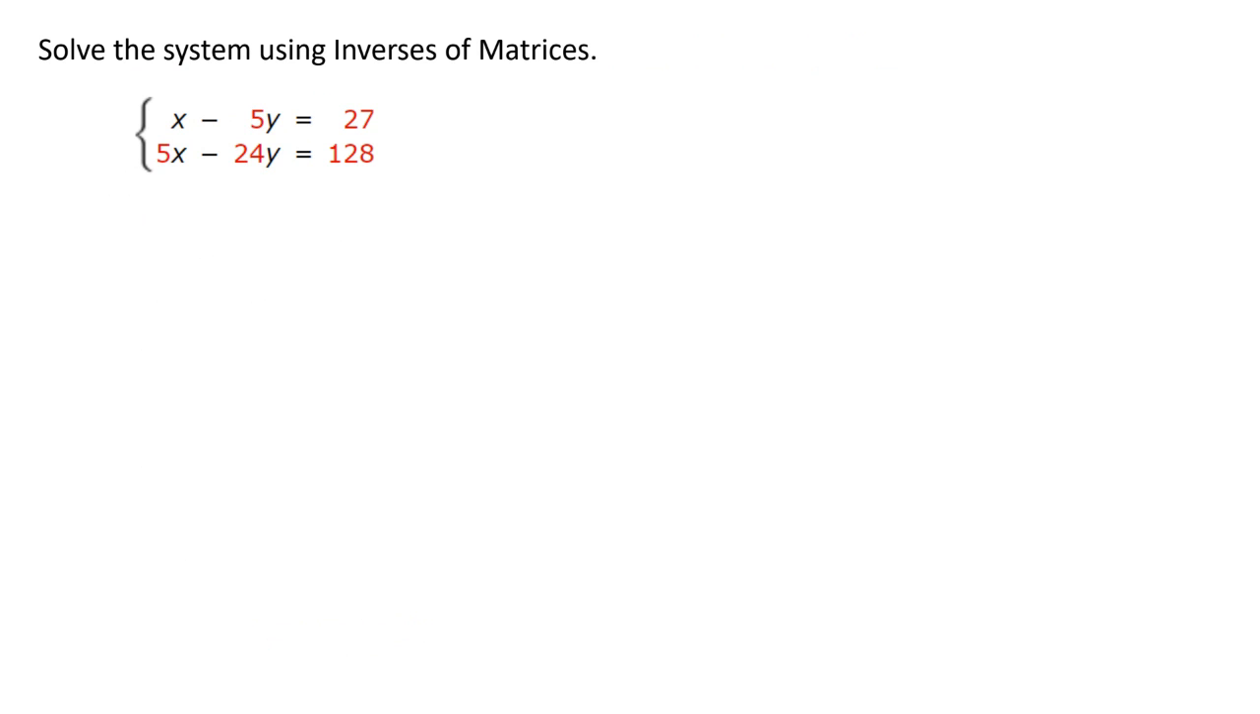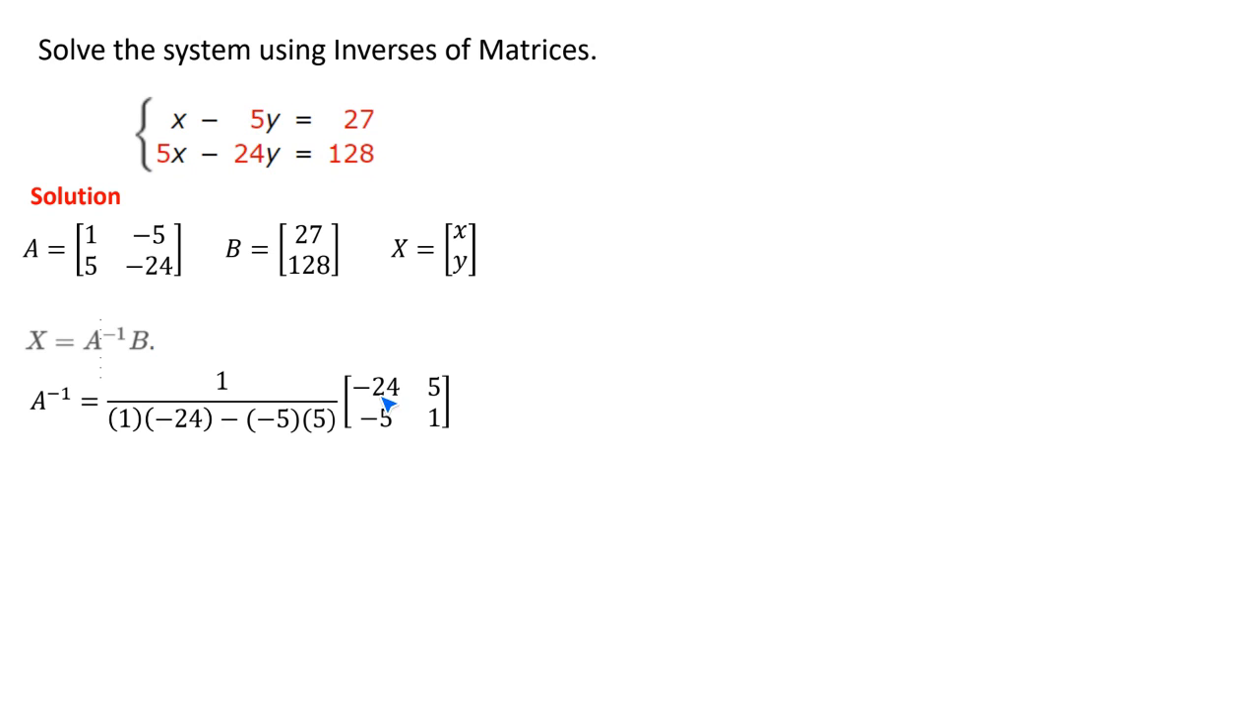But in the other one, they gave me the inverse. So here it says solve the system using inverses. They don't give you the inverse. So we're going to have to find the inverse. The first thing I would do is figure out what your matrix A is, what the matrix B is, and then go from there. So A are the coefficients 1, negative 5, 5 and negative 24. B is going to be my constants, 27, 128. And then X is my variables, X and Y. So for the inverse, I'm going to use the formula. So remember the formula was, let me write it here.